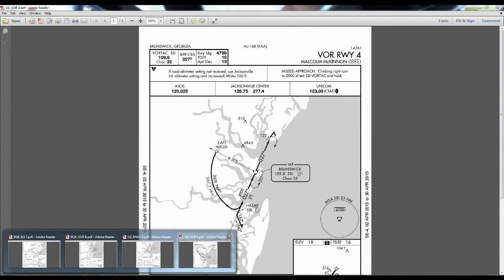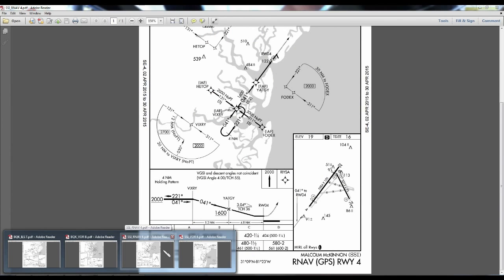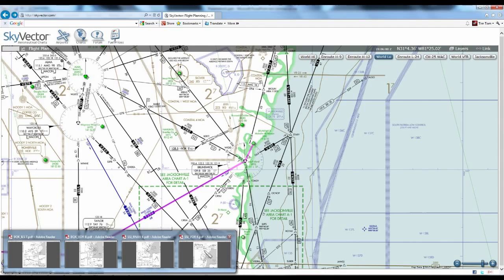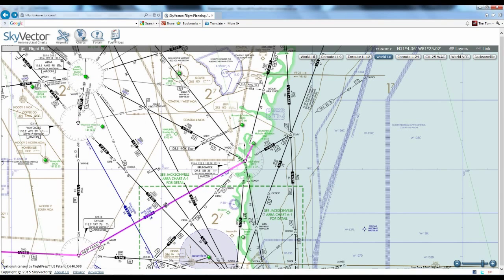And let's say we're getting the VOR runway 4 approach. For some reason, the RNAV is not doable. Let's say we're not in an RNAV equipped aircraft. So there, we're not in an RNAV equipped aircraft. That's going to be the route we would fly.